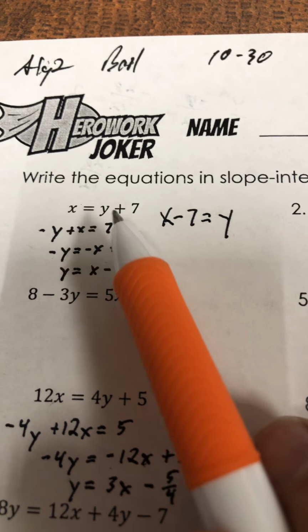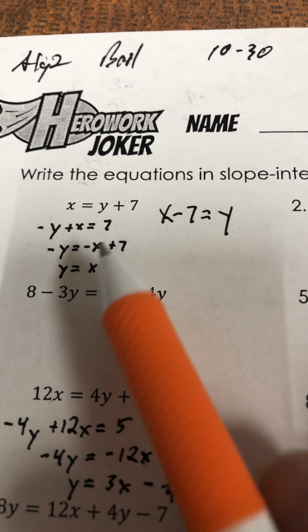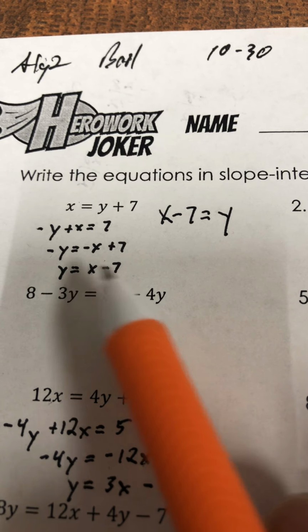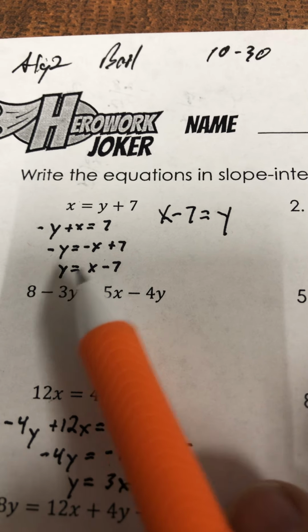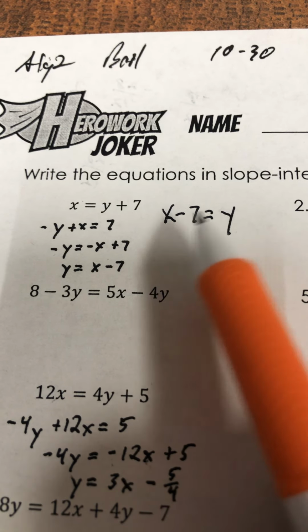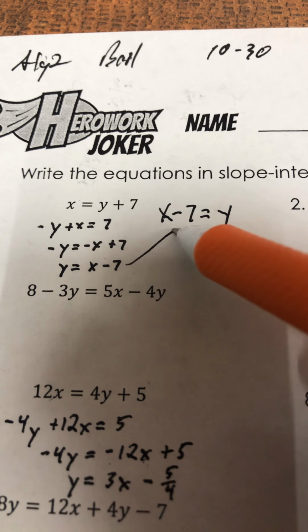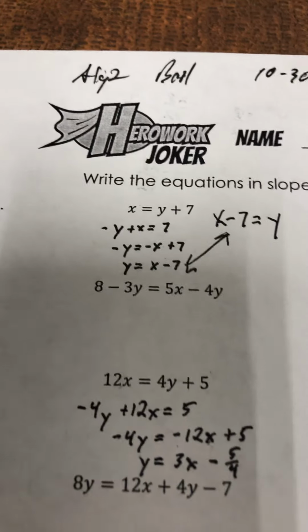But no, I had to bring the y over, and then I had to bring the x over, and then I had to multiply everything by -1 in order to get rid of that negative in front of the y. So this actually is the same as this. Notice it's just backwards, okay? I just did a lot of moving that I didn't really need to do. Okay, so that's number 1.